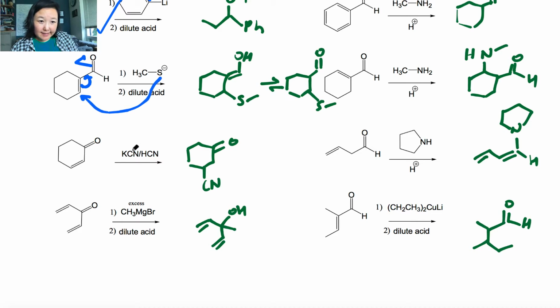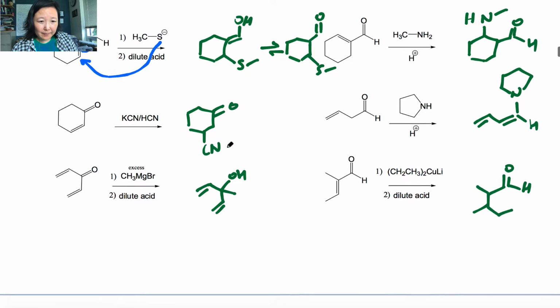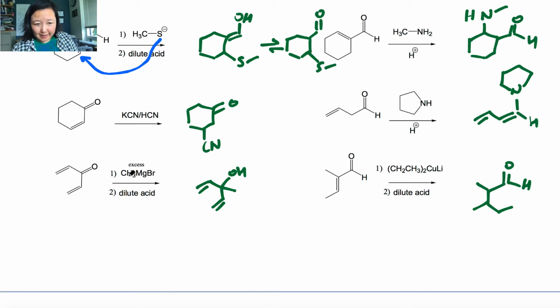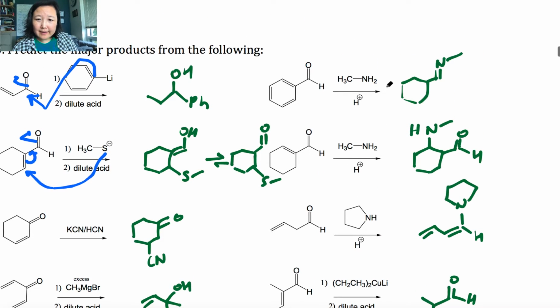Okay, here this is cyanide. That's a softer nucleophile, so it attacks here. I get the enol here, and it regenerates to a keto form. This is a hard Grignard. It attacks here at the carbonyl carbon, and then works up to a neutral compound.